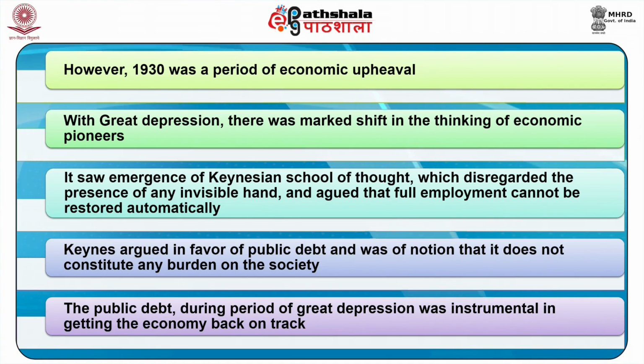With the Great Depression, there was a marked shift in the thinking of economic pioneers. It saw the emergence of the Keynesian school of thought, which disregarded the presence of any invisible hand and argued that full employment cannot be restored automatically. Keynes argued in favor of public debt and was of the notion that it does not constitute any burden on the society. The public debt during the period of Great Depression was instrumental in getting the economy back on track.